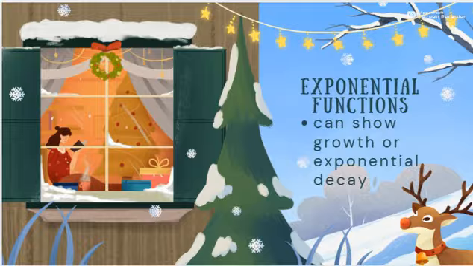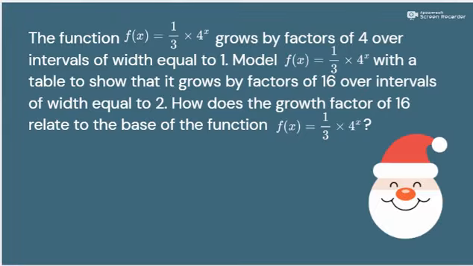Exponential functions can show growth or exponential decay. The function f of x equals 1/3 times 4 raised to the power of x grows by factors of 4 over intervals of width equal to 1. That's what we just did. Model f of x equals 1/3 times 4 raised to the power of x with a table to show that it grows by factors of 16 over intervals of width equal to 2.